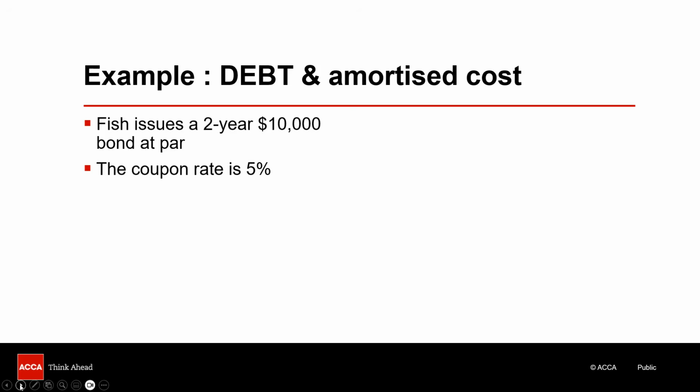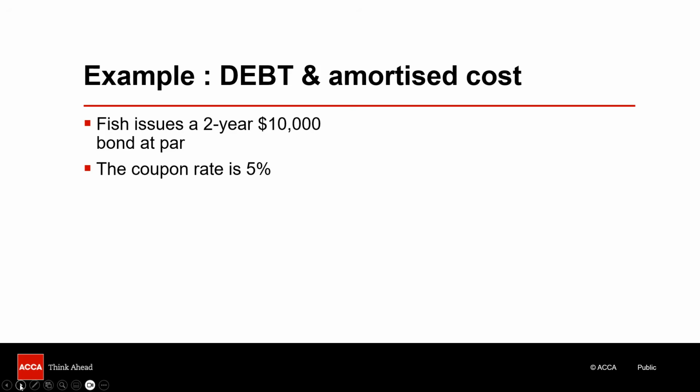Let's have a look at an example, because this exam is about explaining and application. We are Fish, and we are issuing a bond. We're raising finance. We are receiving cash. And the 10,000 is the nominal value, and we're issuing it at par, which means we are physically receiving $10,000 on a 2-year basis. It will be repaid in 2 years' time. That is the nature of debt. It's a fixed term relationship.